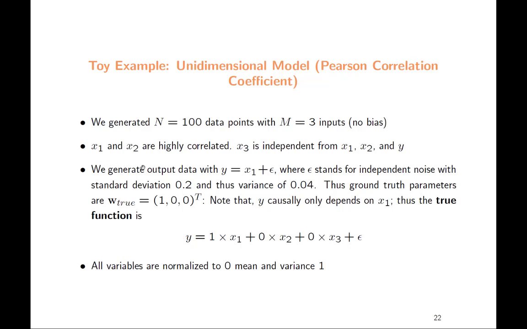Then we generate output data with the function y equals x1 plus epsilon, where epsilon stands for independent noise, with a standard deviation of 0.2 and thus variance of 0.04. Thus the ground truth parameters are 1, 0, 0, and y only depends on x1. So the true function is y equals x1, x3 drops out, plus epsilon.